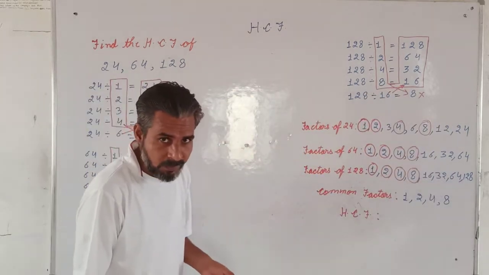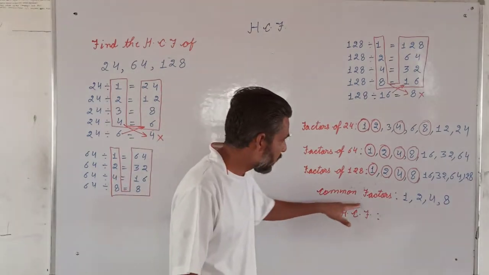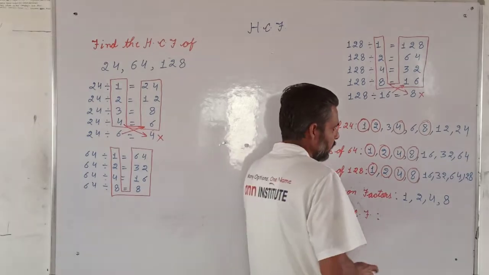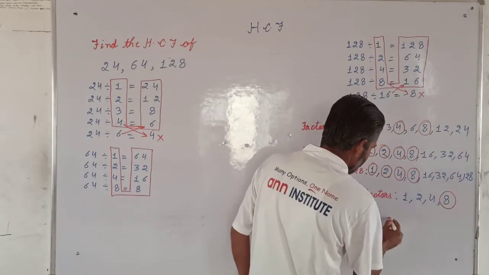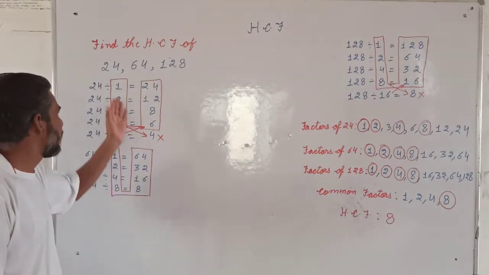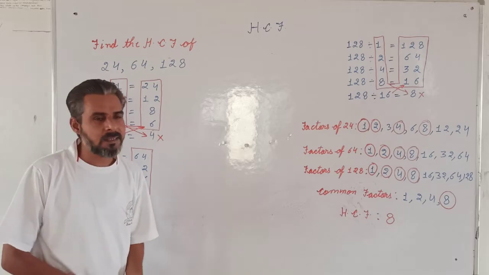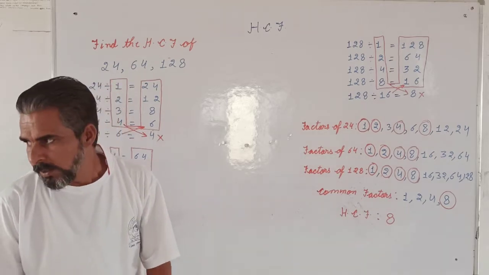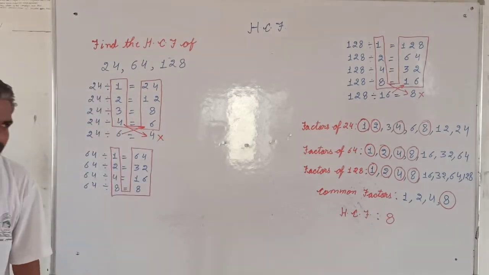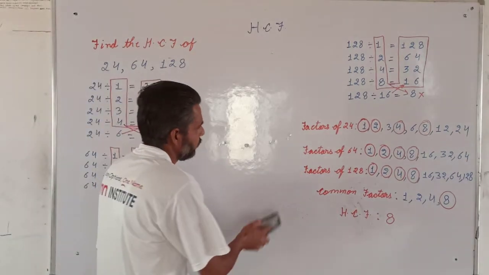Now we are not supposed to find the common factor. We are supposed to find the HCF, means highest common factor. Now these are the common factors. Which is the highest one? That is 8. So 8 is the HCF of these three numbers, 24, 64 and 128, by listing the factors method. Now we will use the second method and we will see whether the answer will be same or not.